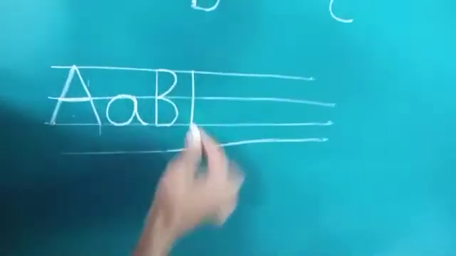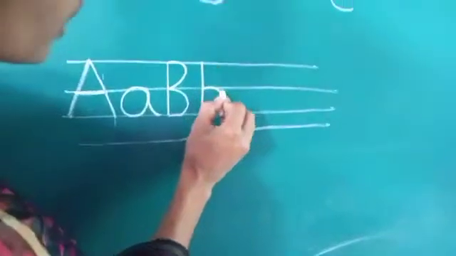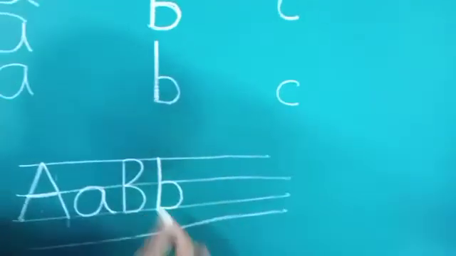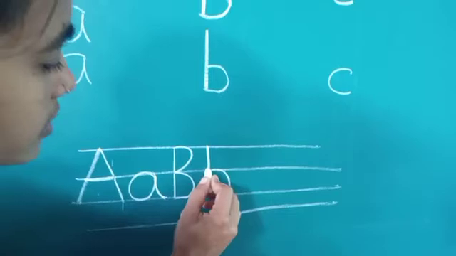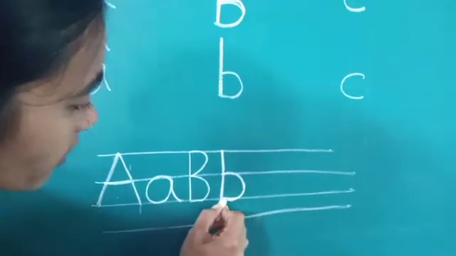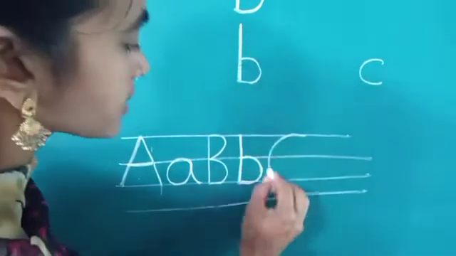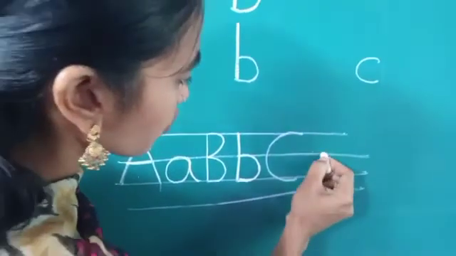Afterwards, a standing line and a curved line. These 2 lines only. See children, observe it. This standing line, 3 lines you have to write. This small b, these 2 lines, a curved line. These 2 lines you have to write. Small b. What next? Capital C, small c only. These 2 lines you have to write.